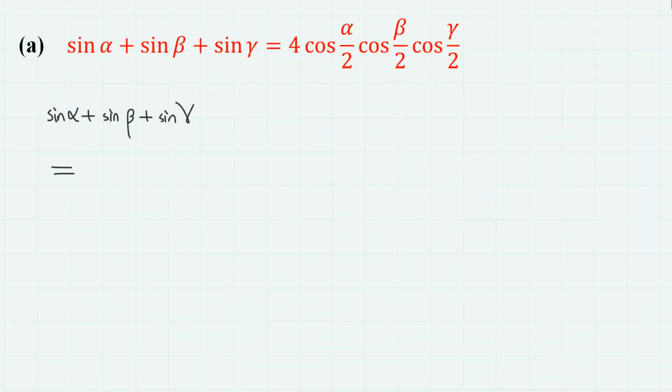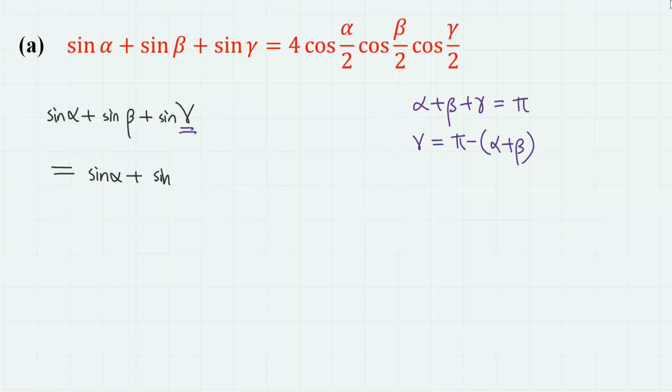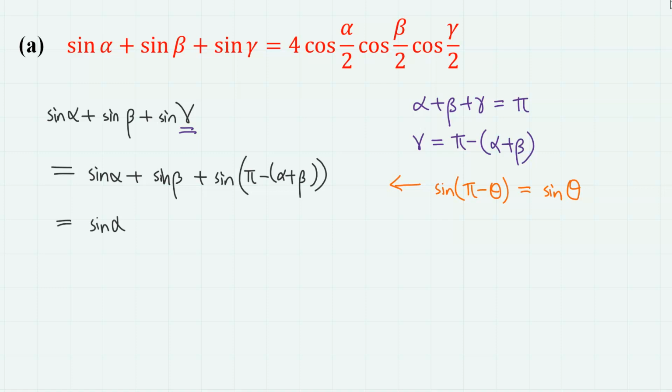Alright, so the first one. First, we can use the given alpha plus beta plus gamma equals pi condition right away, which gives gamma equals pi minus (alpha plus beta). So we can change this gamma into alpha and beta, which gives sine alpha plus sine beta plus sine (pi minus (alpha plus beta)). And since some angle and pi minus that angle have the same values of sine, we have sine alpha plus sine beta plus sine (alpha plus beta).